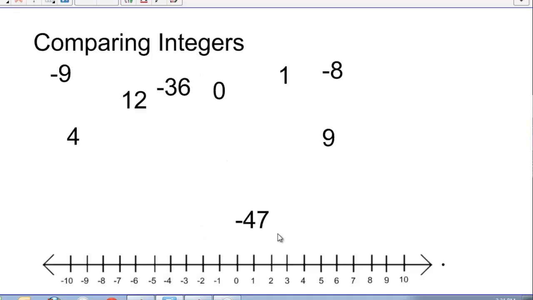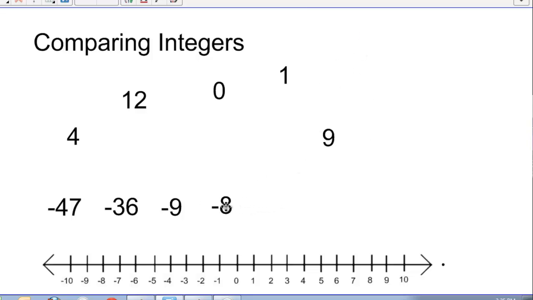If I'm talking about comparing more than two numbers, then usually all you'll have to do is just put them in order from least to greatest. So let's say I wanted to take all of these numbers and put them in order from least to greatest. So I'm going to start with the very smallest number. I have negative numbers here, so I'm looking for the one that is furthest away from 0. So I would start with -47, and then I would have -36, and then I have -9, and then I have -8. And now I'm done with my negative numbers.